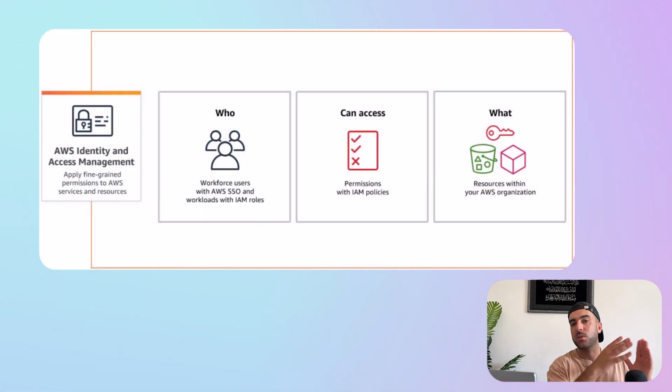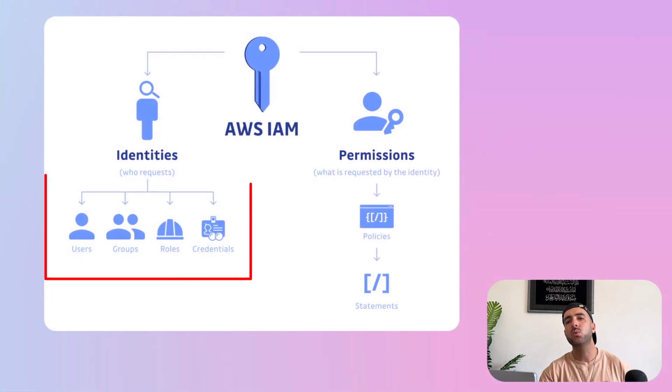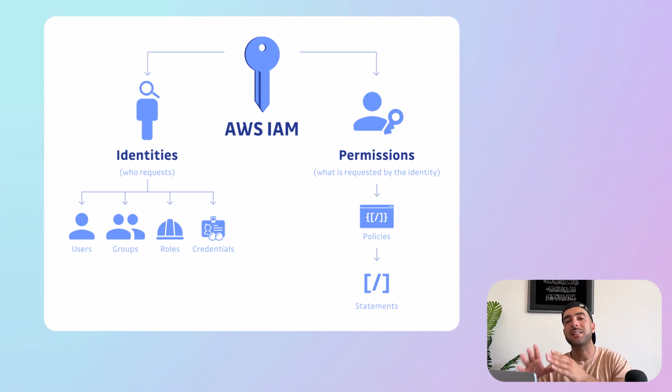IAM, or Identity and Access Management, controls access to AWS resources. It basically answers who can access what. Now, who can be users, user groups, or roles, and these could be assigned policies, which are JSON documents. These policies define which actions are allowed or denied on what resources. For example, a user could be assigned a policy that allows them read-only access to certain S3 buckets, and this is exactly what we're going to do in this video.